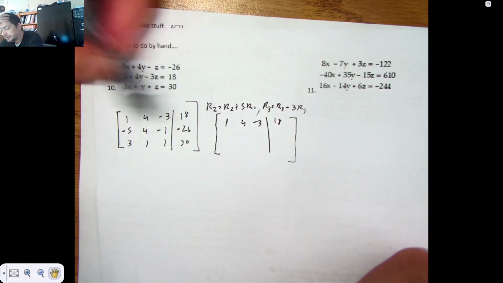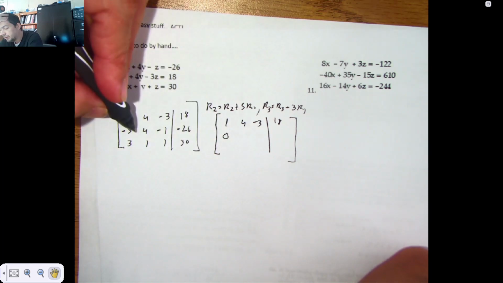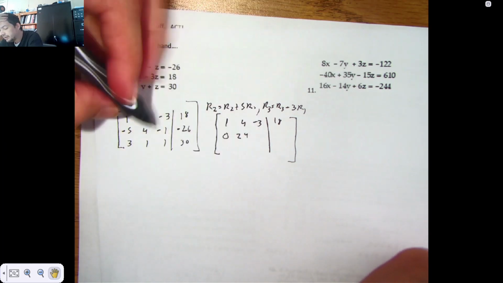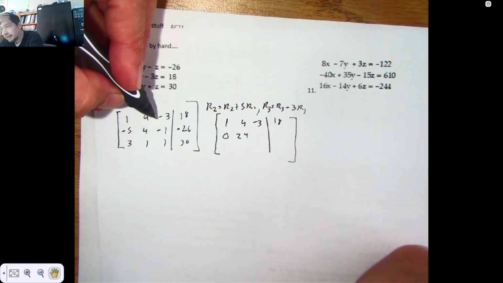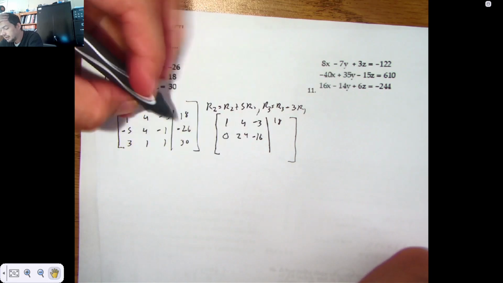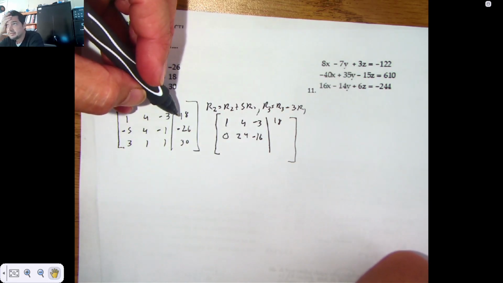So anyways, -5 plus 5 1s is 0. 4 plus 5 4s is 24. -3 plus 5 -3s should be -16. And -26 plus 5 18s, that's going to be -26 plus 90. That's 64. Yeah.